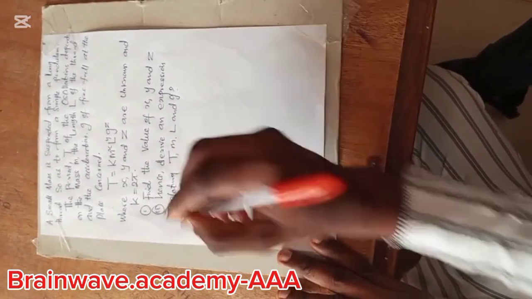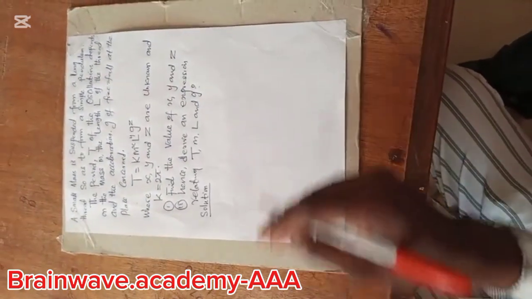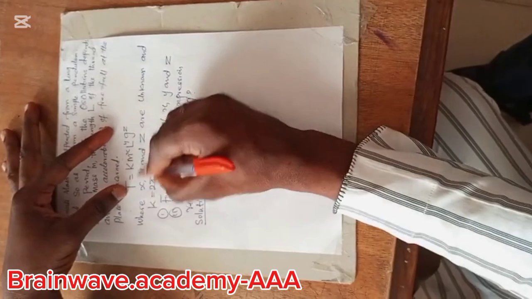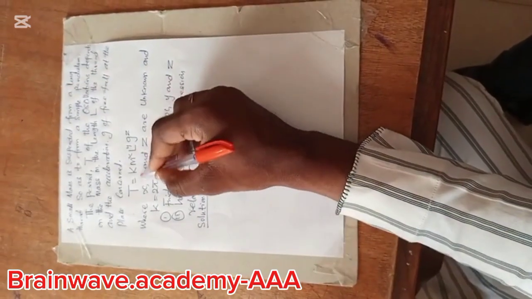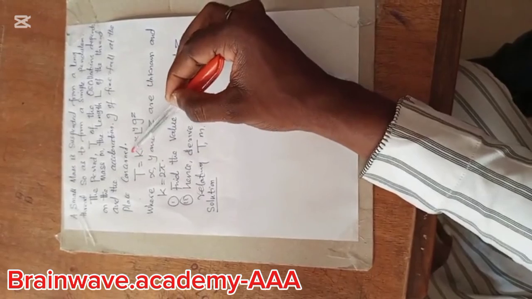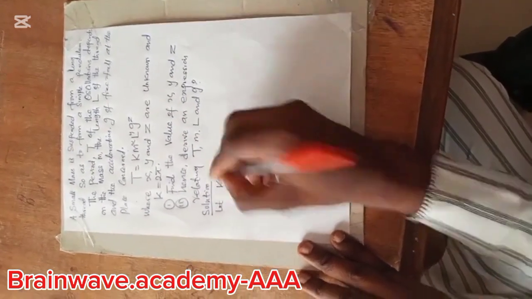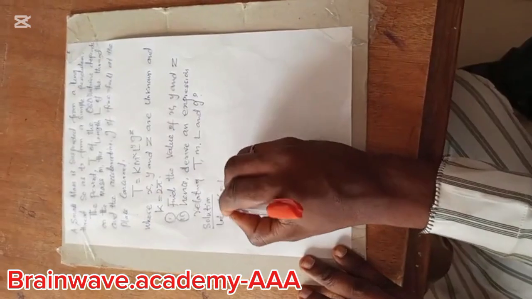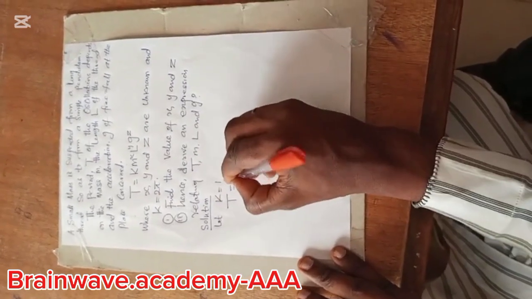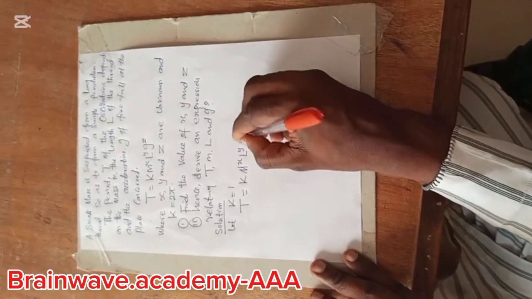Solutions. So for you to find unknown powers, you write this equation. If you are looking for the unknown, you let k to be 1. So let k to be 1. Then you write this equation: T is equals to k m raised to power s, l raised to power y, g raised to power z.